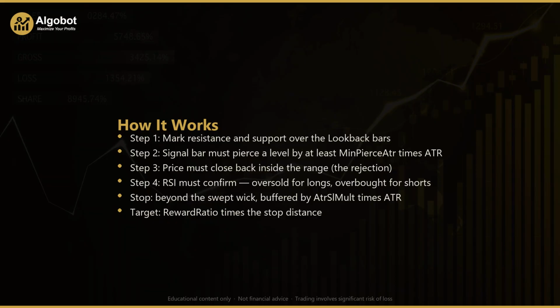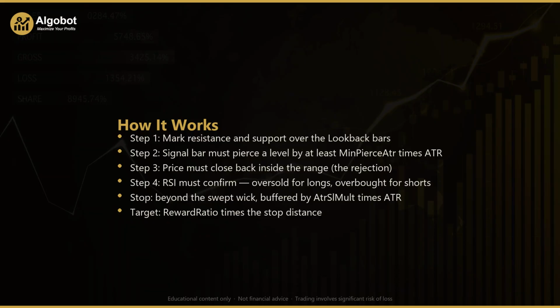Third is the exhaustion filter, and this is the RSI. For a long, the signal bar's relative strength index must already be at or below the oversold level, which defaults to 35. For a short, it must be at or above the overbought level, defaulting to 65. The reasoning is a two-sided agreement. Structure rejected the move, and momentum says the move is spent. Either signal alone is ignored. Requiring both together is the core of the approach.